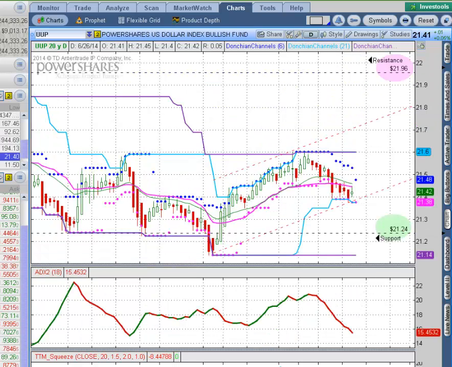The US dollar closed up slightly. Price remains in the short-term uptrend channel. Support is at 21.24 as seen by the green oval, and resistance is at 21.96 as seen by the pink oval.